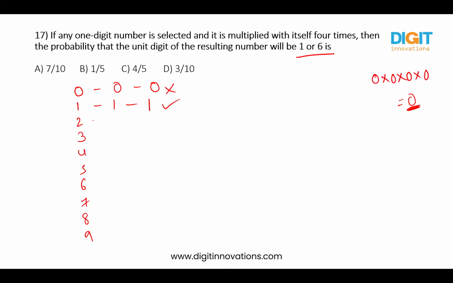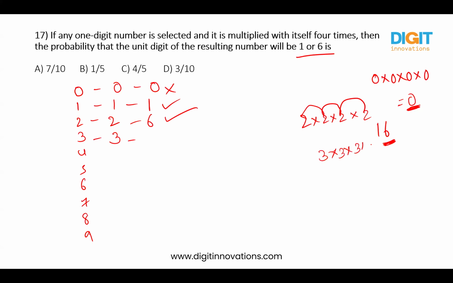So it is accepted. When it comes to 2, 2 twos are 4, 4 twos are 8, 8 twos are 16. Unit digit they are asking. So last digit 6. Yes, it can be 1 or 6. So it is also accepted. And when it comes to 3, 3 threes are 9, 9 threes are 27, 27 threes are 81. Last digit 1. Accepted. 4 will also end up with 6 only.